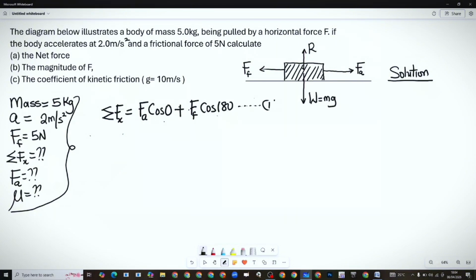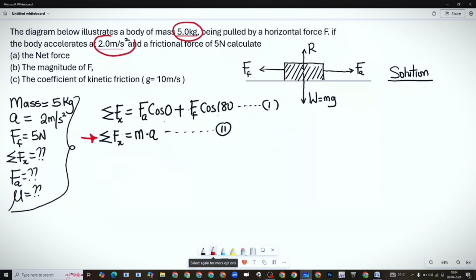Let's call this our first equation, equation 1. And we also know that the summation of F is the same thing as mass times the acceleration, or mass times gravity, depending on what we have. This is our second equation. But looking at this, you will discover that the parameters we need are already there, because the mass was given as 5 kilograms and the acceleration was given as 2 meters per second squared. So our values are already there, and we can easily just fix it there.